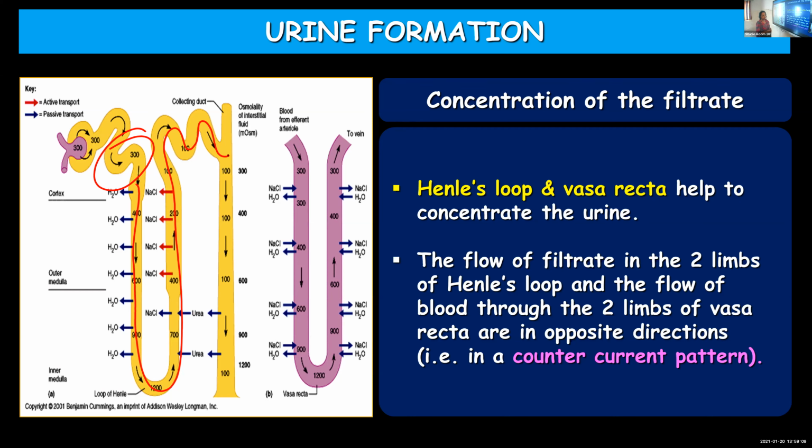The flow of filtrate in the two limbs of Henle's loop and the flow of blood through the two limbs of vasa recta are in the opposite direction. That is, the flow is in the countercurrent pattern. This countercurrent flow helps in concentrating the glomerular filtrate, or helps in concentrating urine.